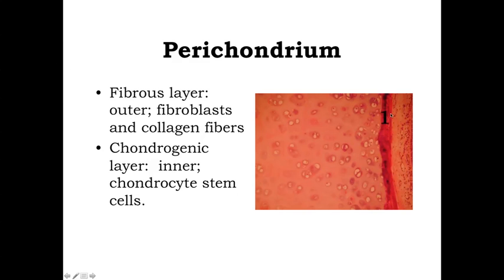We've got this outer fibrous layer, and this is going to be fibroblasts and collagen fibers like we've seen in the connective tissue proper. And they're going to be involved, in essence, with anchoring the cartilage to the surrounding tissues. And so kind of a generic connective tissue, or connective tissue proper, like function.